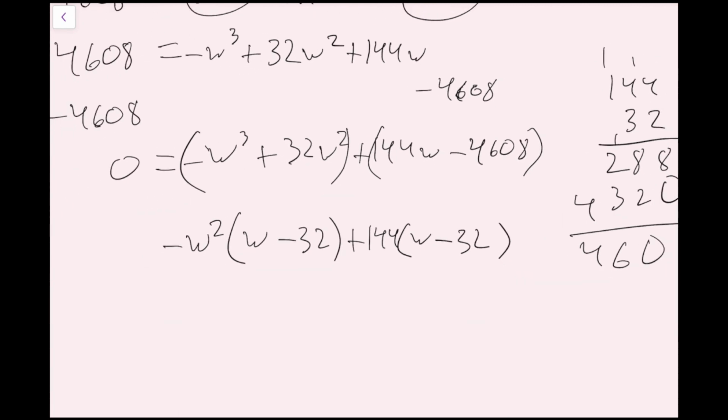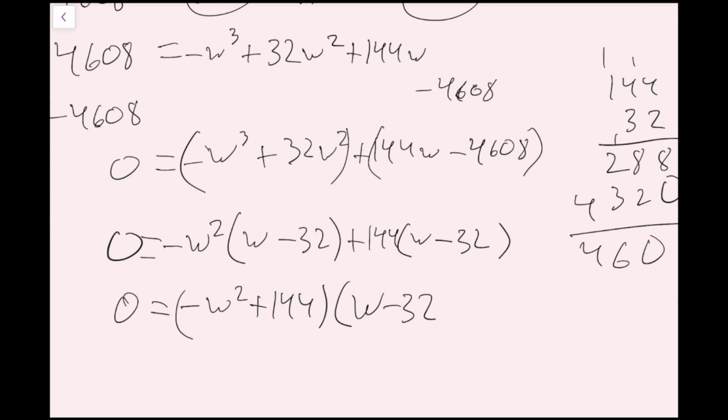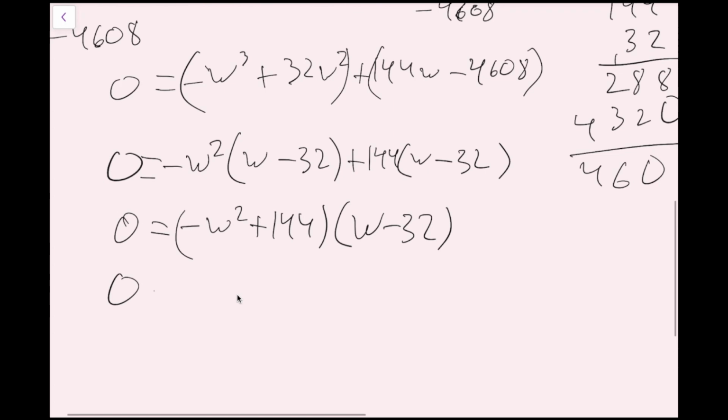Set this equal to 0. Now I can rewrite this whole thing as 0 equals negative W squared plus 144 in parentheses, and then times W minus 32. Now what I'm actually going to do is factor out a negative from here. It's not going to matter, but if I have 0 equals negative, if I factor out the negative, I'm just changing the signs in here. So this is going to be W squared and then minus 144.